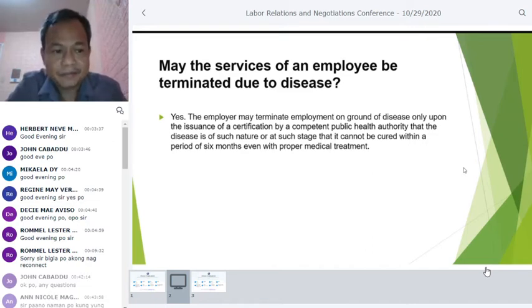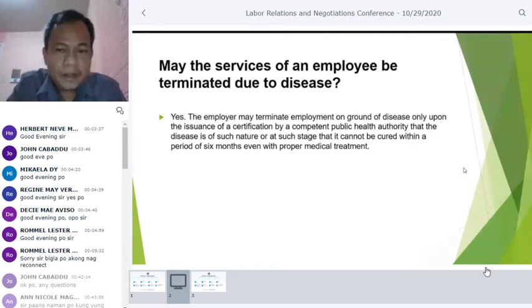Okay? Kasi, I would assume that sa ngayon, because of this pandemic, madami sa mga employee ang natanggal dahil meron silang COVID-19. Okay. What about tuberculosis? What about AIDS? Communicable disease yan. Alam naman natin na si AIDS is incurable pa naman.